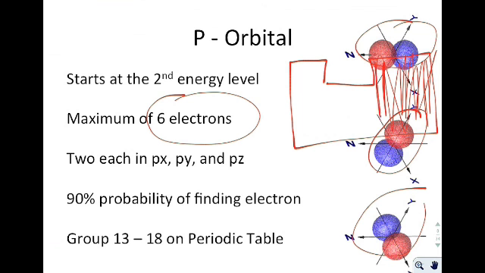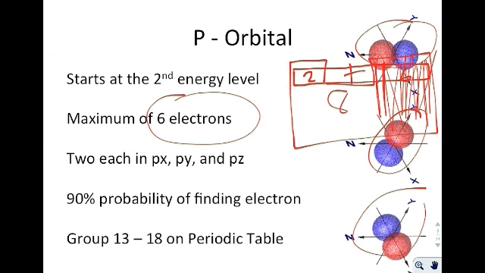Groups 13 through 18 on the periodic table, if you were to look there, their last electron orbital would be a p orbital, so you can see that right there. Now, whenever I said in the second energy level that it can hold a maximum of 8 electrons, it could hold 2 in the s and 6 in the p for a total of 8 electrons.